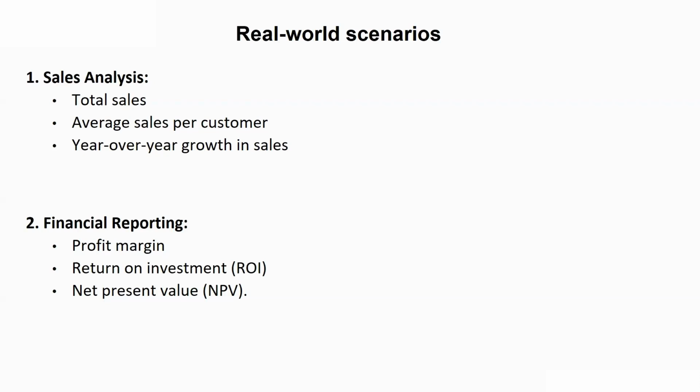The first one is sales analysis. In a retail business, DAX can be used to calculate metrics such as total sales, average sales per customer, or year-on-year growth in sales. These metrics can help business owners understand the sales trend, identify the top-performing product or region, and make informed decisions to optimize their sales strategies.